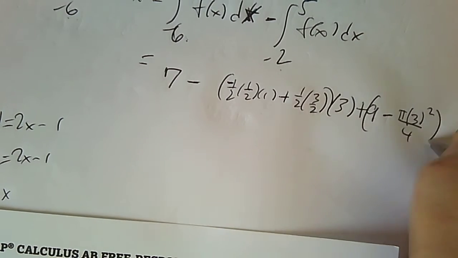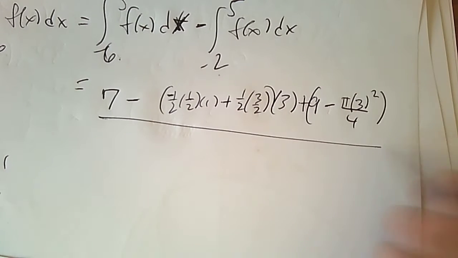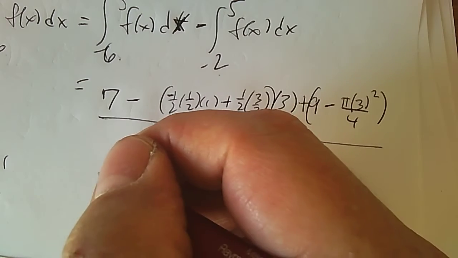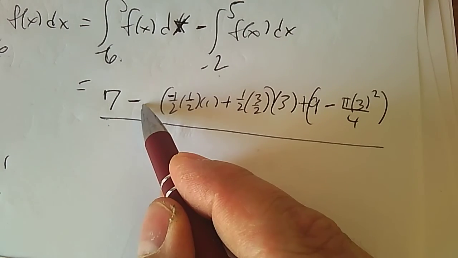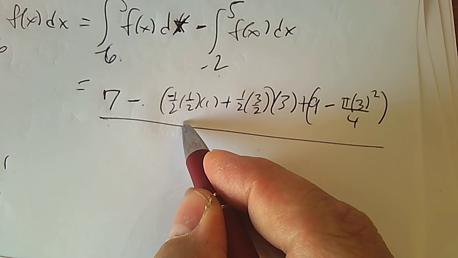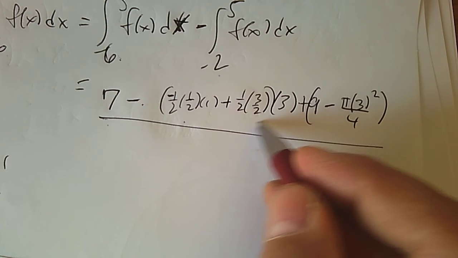And then divide by 4, so that I don't need to reduce down. But understand what I did. So I had 7 subtract, I had a little triangle underneath, I had a bigger triangle above.